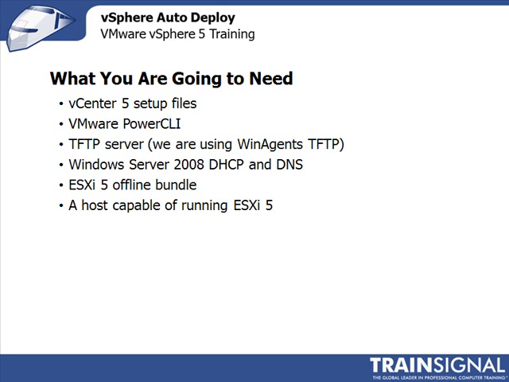You're also going to need the ESXi5 offline bundle. Now, the offline bundle, you can download it off of the VMware website, the same place where you downloaded ESXi5 and vCenter. You're also going to need a host capable of running ESXi5 because as we go through the auto deploy process, you want to make sure that the hardware compatibility list for the host that you're using can support ESXi configuration. All right, so if you guys are ready, let's go ahead and switch over and start configuring this stuff.